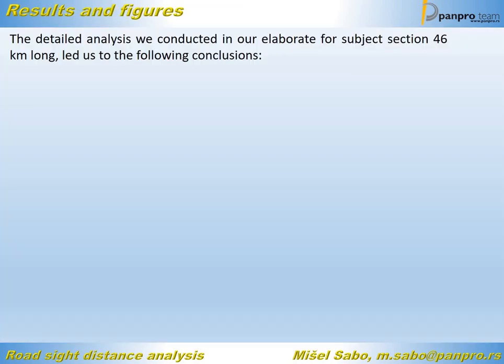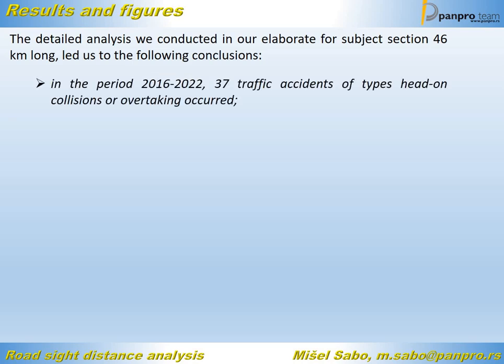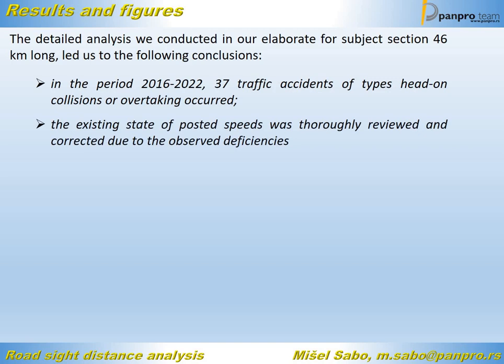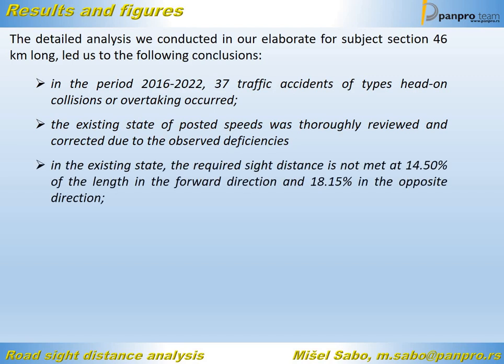The detailed analysis we conducted in our elaborate for the subject section of State Road 1st B22, 46 kilometers long, led us to the following conclusions. In the period 2016 to 2022, 37 traffic accidents of types head-on collisions or overtaking occurred. The existing state of posted speeds was thoroughly reviewed and corrected due to the observed deficiencies. In the existing state, the required sight distance is not met at over 14% of the length in the forward direction, and at over 18% in the opposite direction.